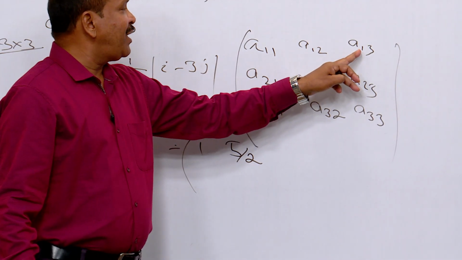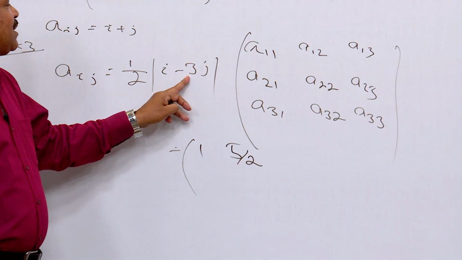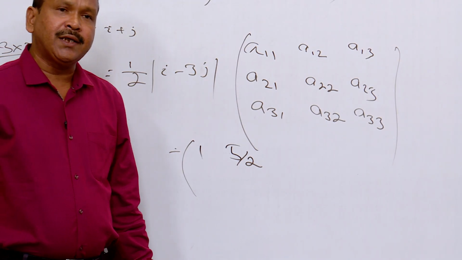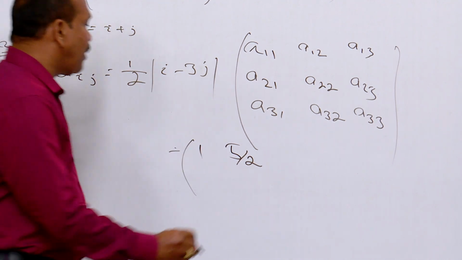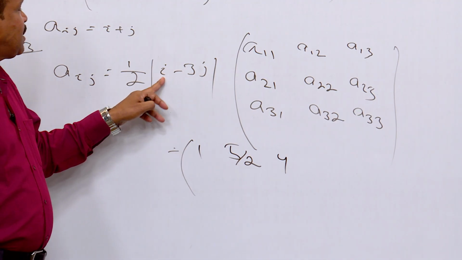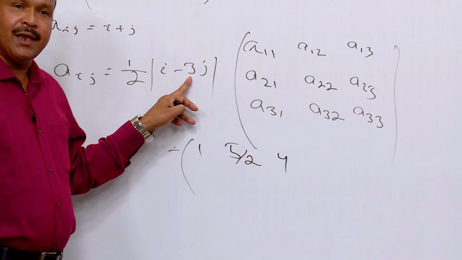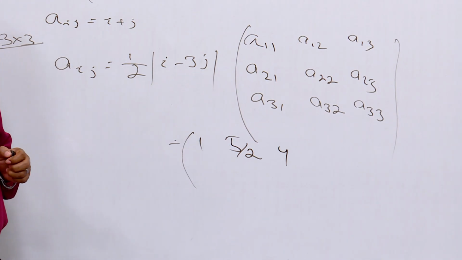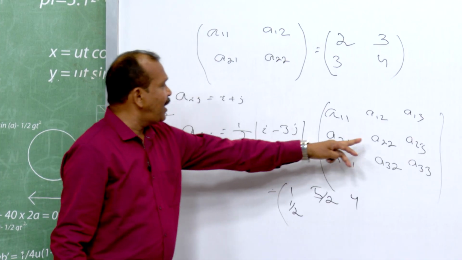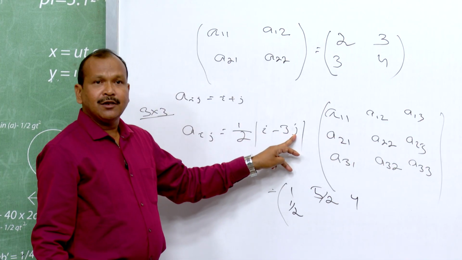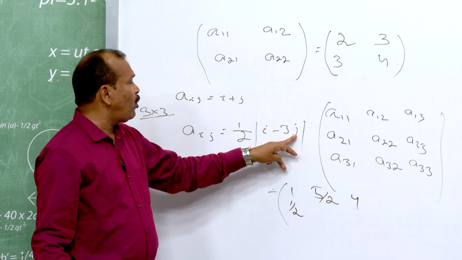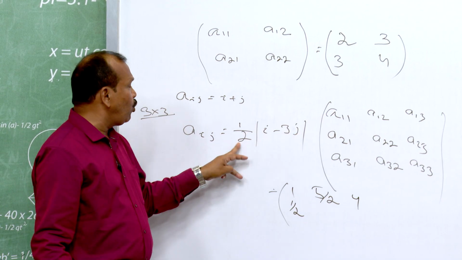Similarly, A13 becomes 1 minus 3 into 3, 3 into 3 is 9, 1 minus 9 becomes minus 8, the mod is 8, 8 by 2 becomes 4. Similarly, A21: 2 minus 3 into 1, 2 minus 3 becomes minus 1, the mod becomes 1, that is 1 by 2. Similarly, A22: 2 minus 6 becomes minus 4, the mod becomes 4, 4 by 2 becomes 2.